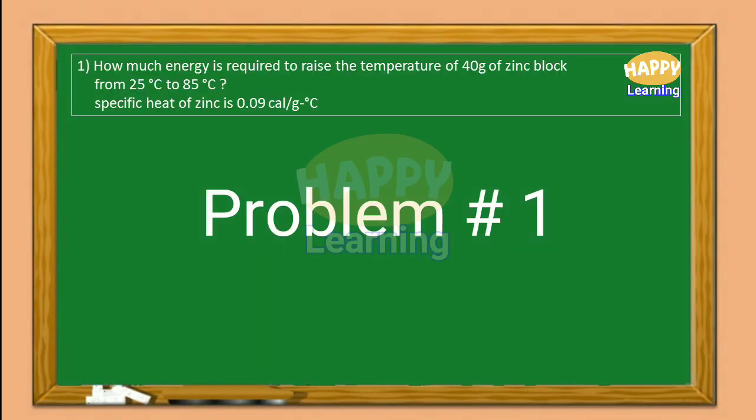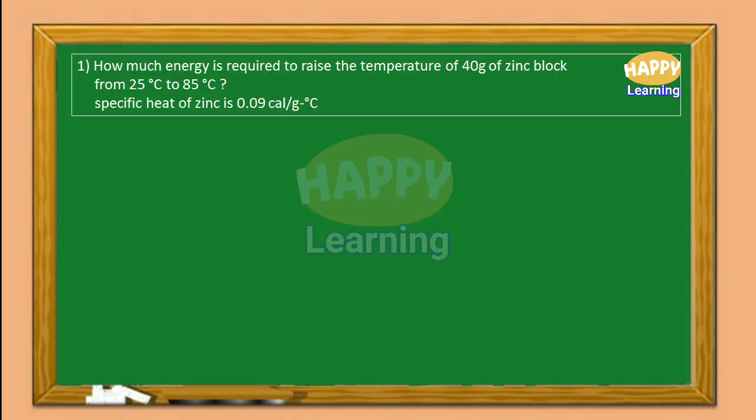Problem number 1. How much energy is required to raise the temperature of 40 gram of a zinc block from 25 degrees Celsius to 85 degrees Celsius? Specific heat of zinc is 0.09 calorie per gram per degree Celsius.